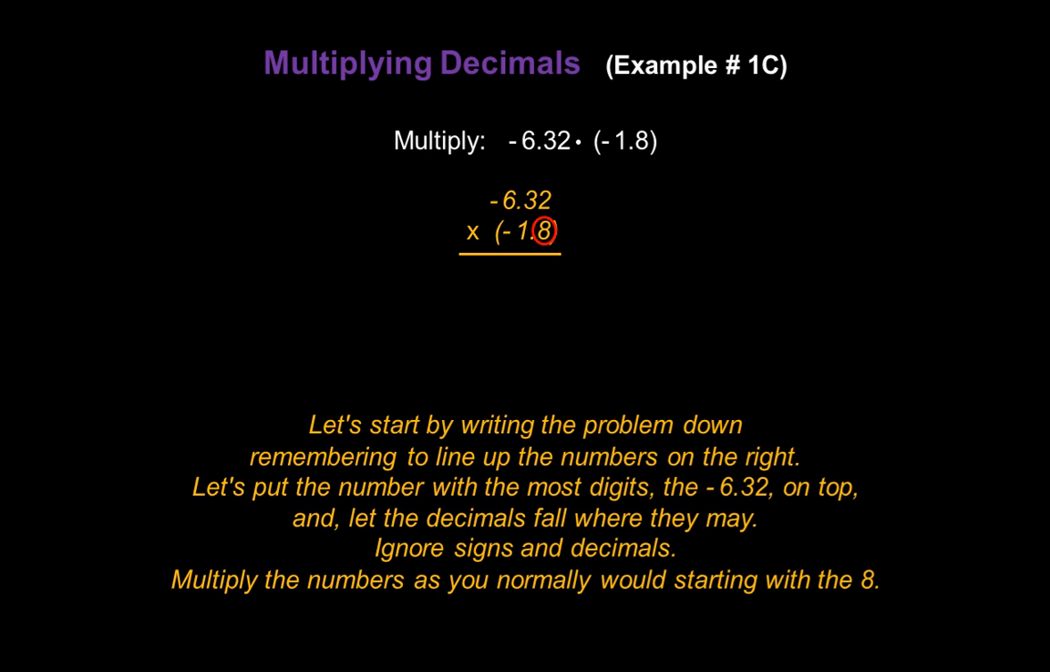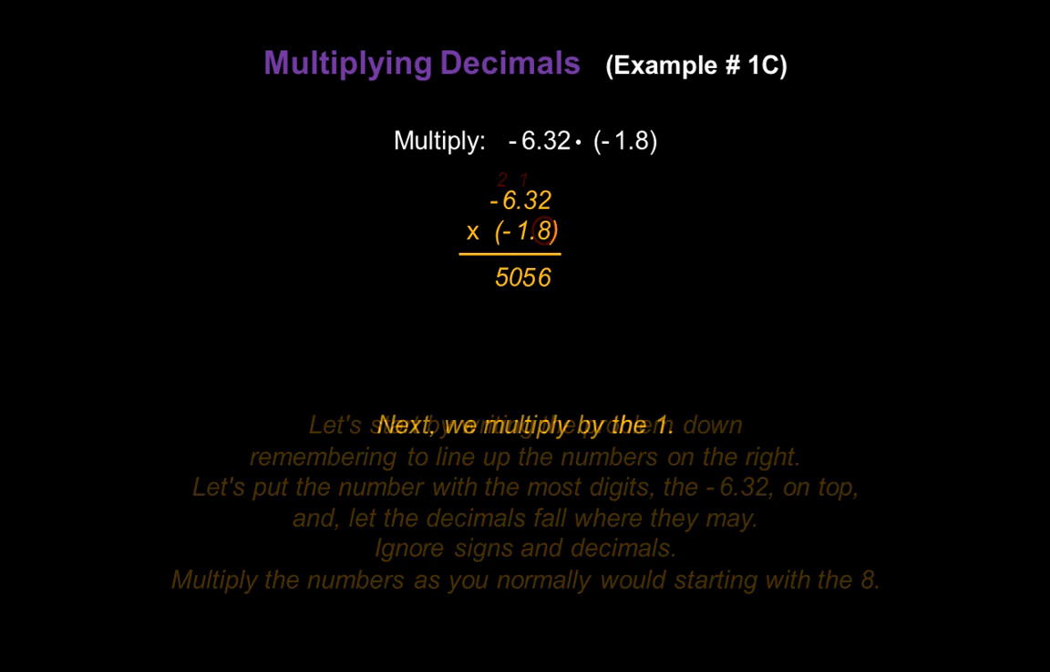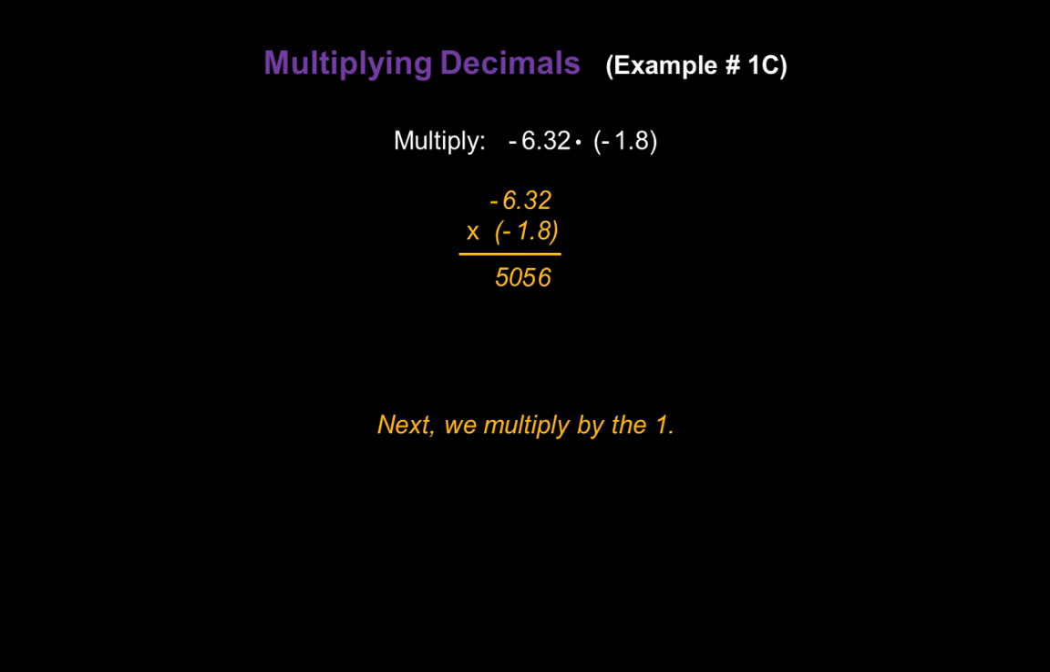2 times 8 is 16, so we'll bring down a 6 and carry 1. 3 times 8 is 24, plus the 1 we carried is 25, so bring down the 5 and carry 2. 6 times 8 is 48, plus the 2 we carried is 50, and we're going to bring down the entire 50. Next, we're going to multiply by the 1. 1 times 2 is 2. 1 times 3 is 3, and 1 times 6 is 6, and it lines up just like that.